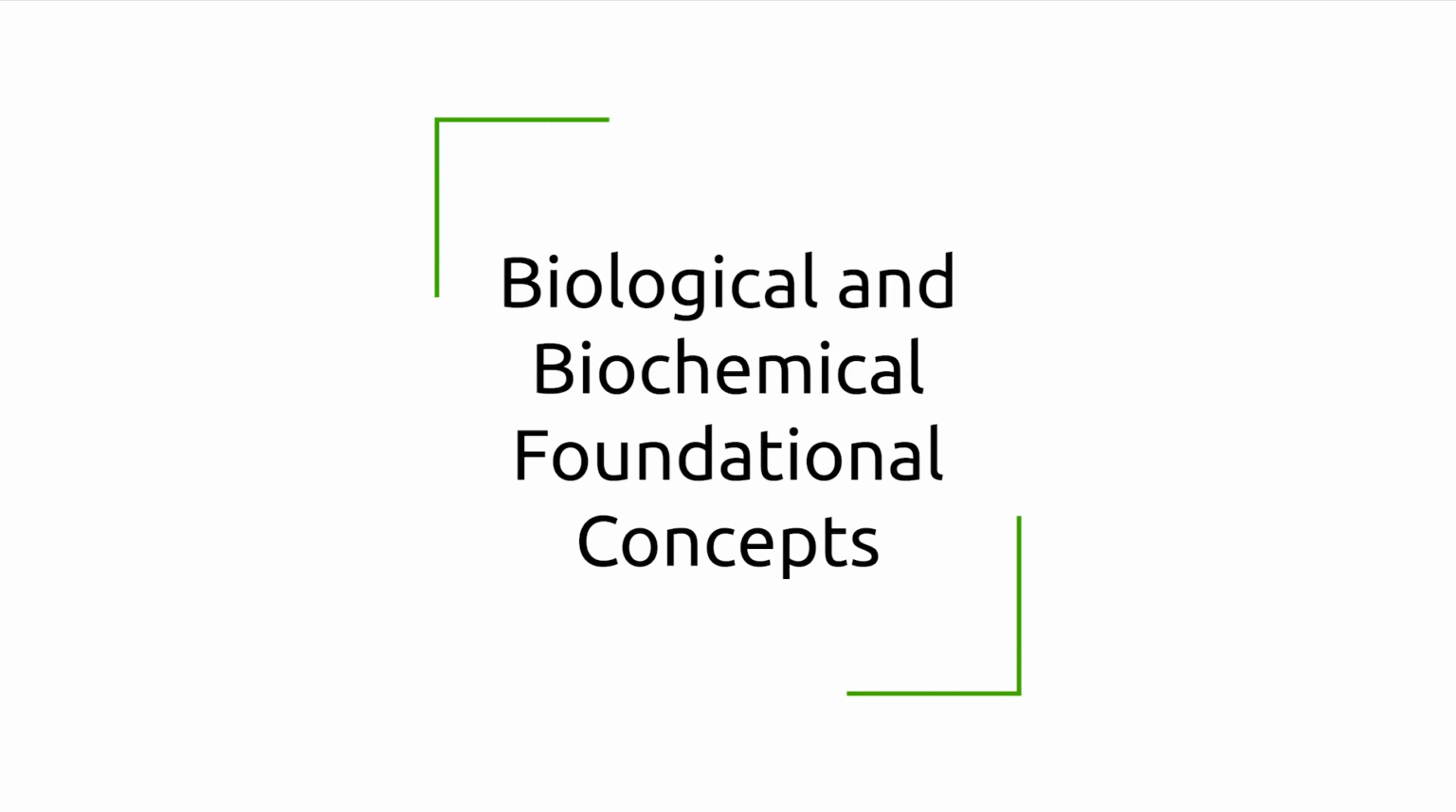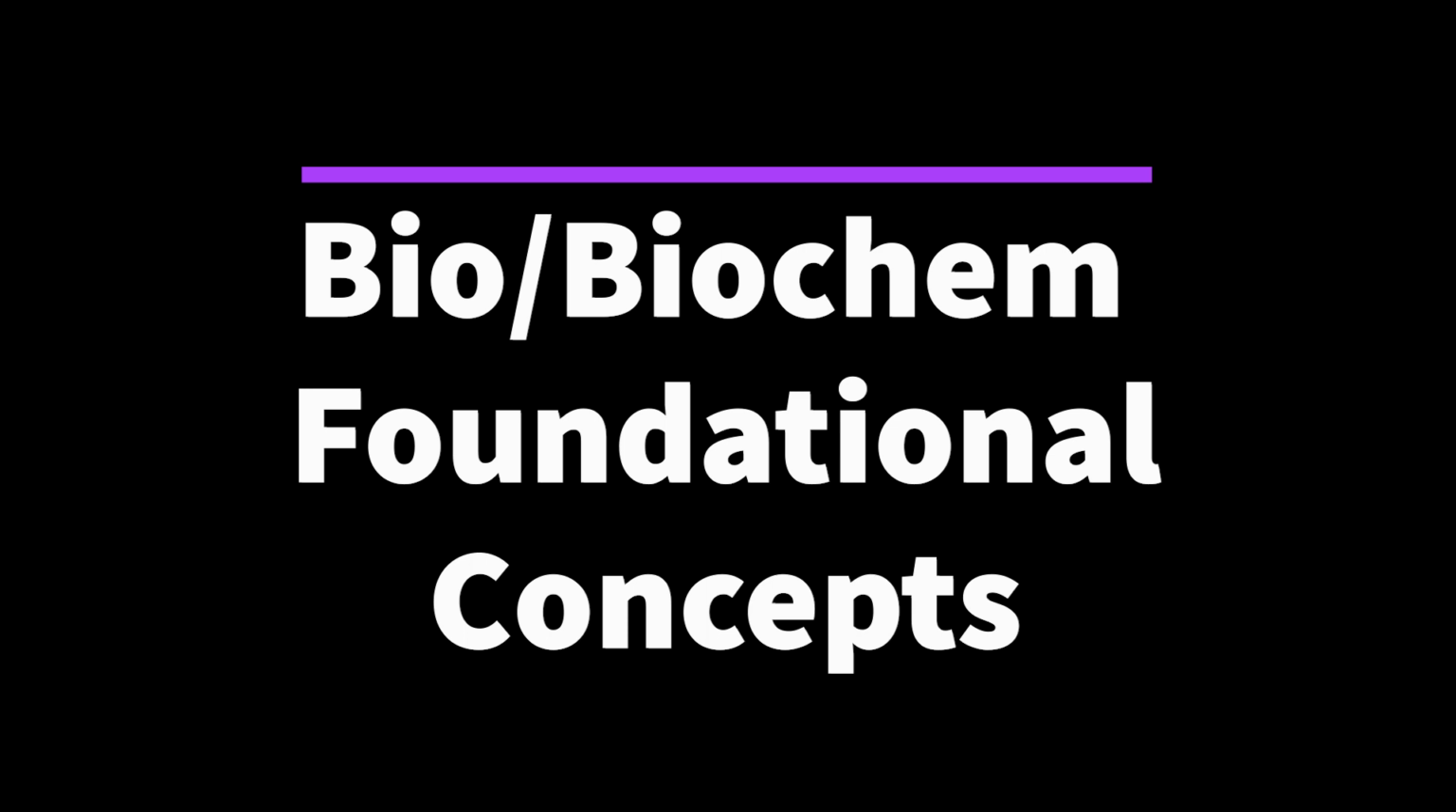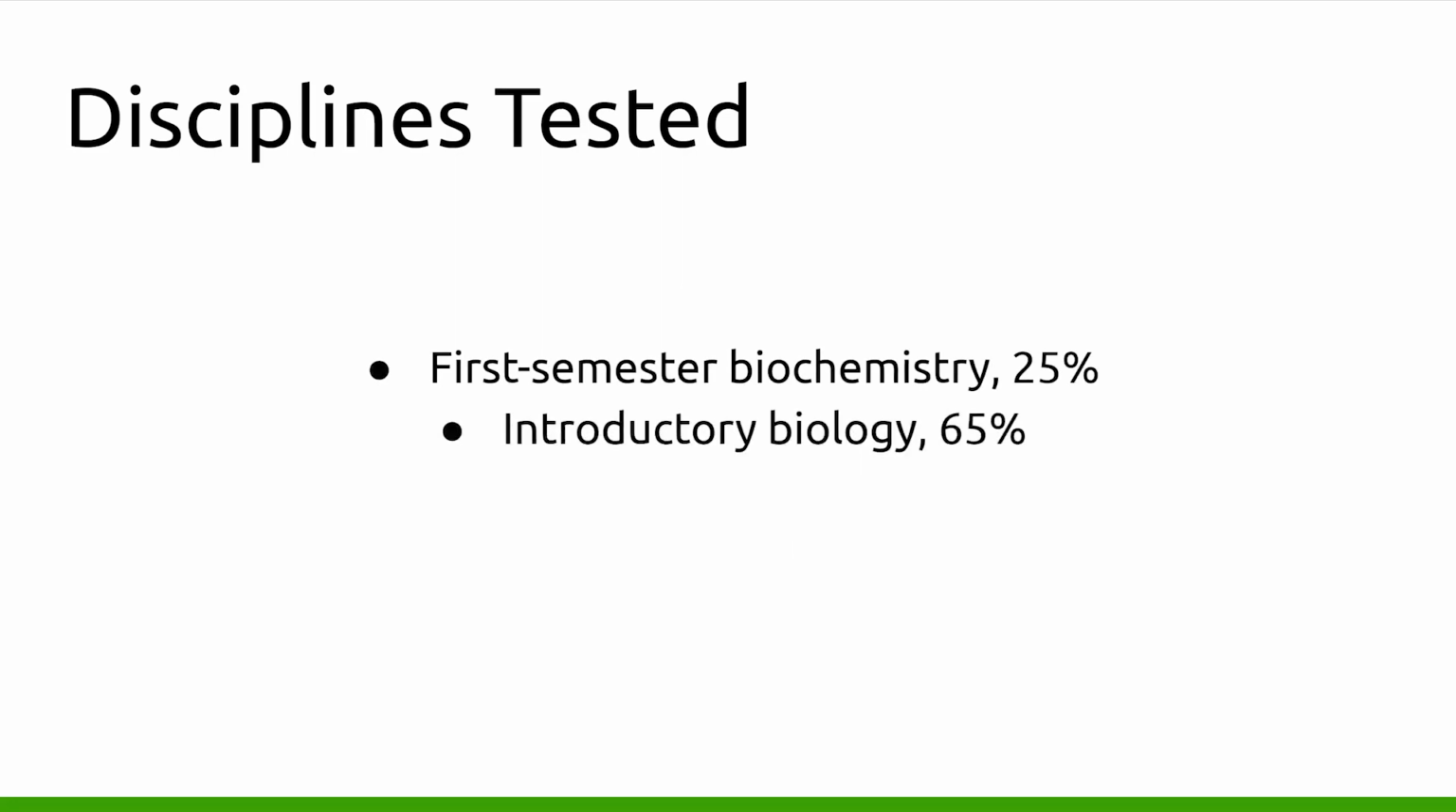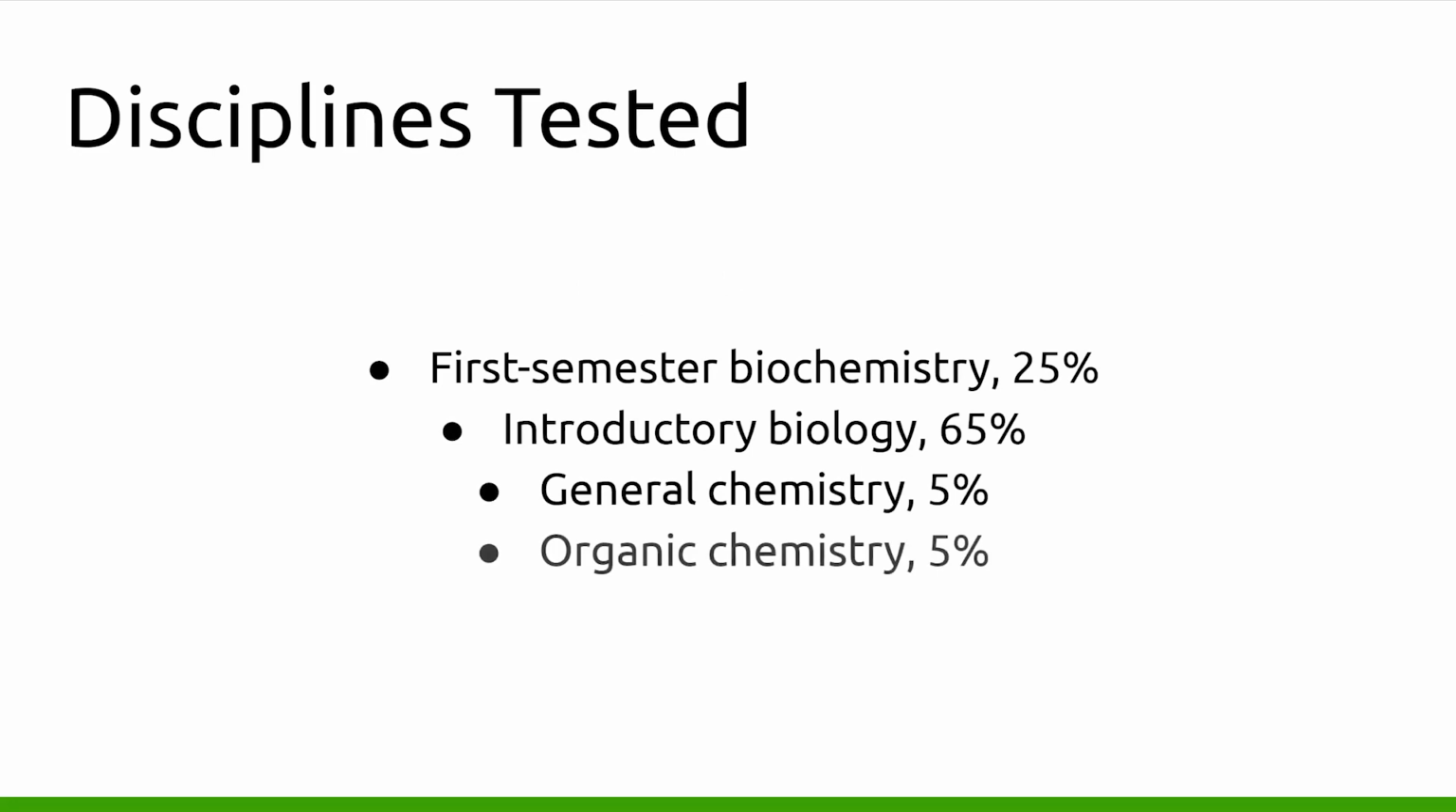This presentation is going to go through the foundational concepts that are tested in the biological and biochemical foundations of living systems sections on the MCAT. The disciplines that are tested are going to be first semester biochemistry, intro biology, gen chem, and organic chem. The percentages are approximate within 5%. So, for example, a test may be 30% biochemistry or 20% biochemistry. So, an average of 25%, depending on the types of questions that are in the section.